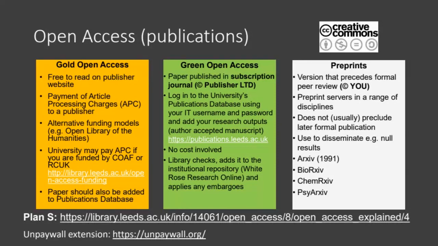Now, the other aspect of open is that, perhaps more on the open research side, is preprints. A preprint is a version of a paper that precedes formal peer review. The copyright belongs to you in that case, and there's a wide range of preprint servers in many disciplines, ranging from economics to physics to earth sciences, whatever discipline you're in. bioRxiv, chemistry, psychology, arXiv, the oldest, from 1991.